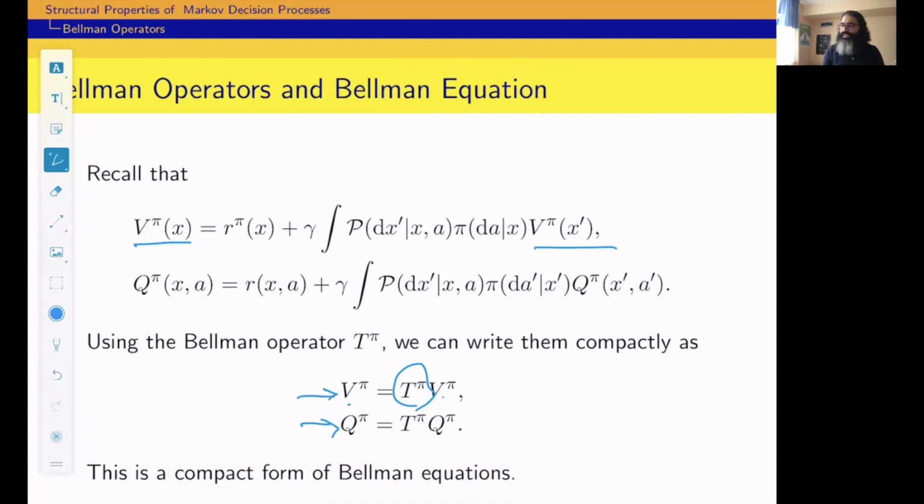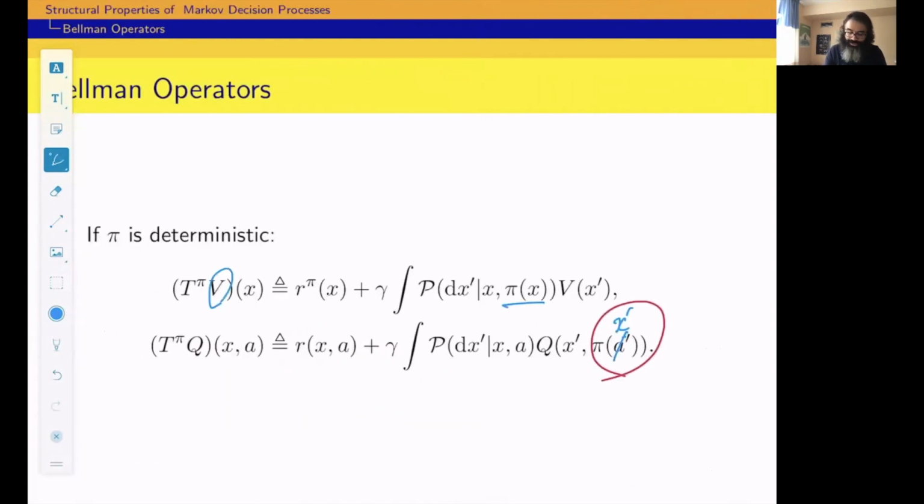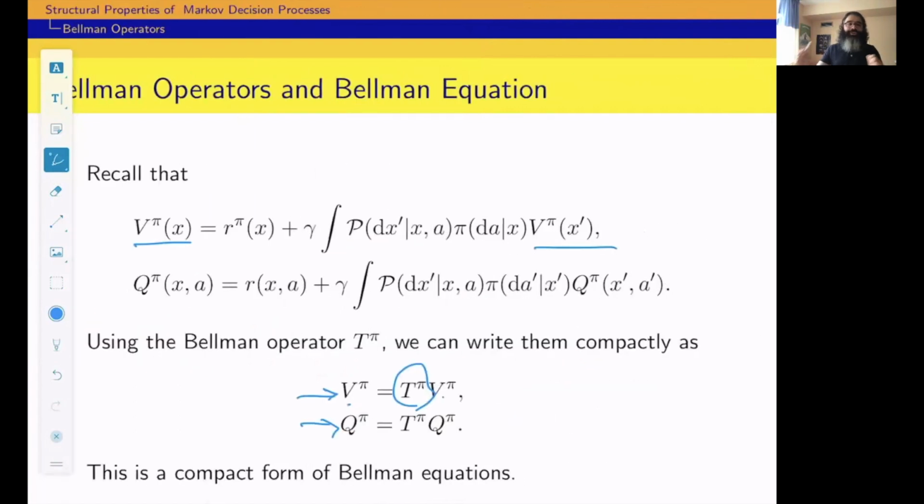Here, just notice that in the definition of Bellman operator, it would work with any v and any q. So it's defined on any functions. But when we compare it with the Bellman equation, we see that if on the left-hand side we choose v pi and the right-hand side we choose v pi, then that would be exactly the Bellman equation. Okay.